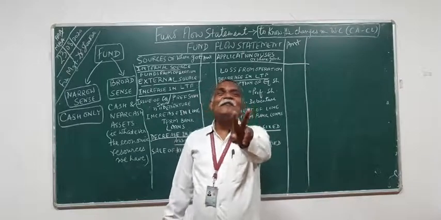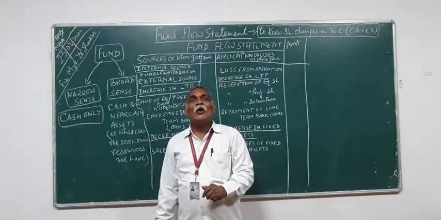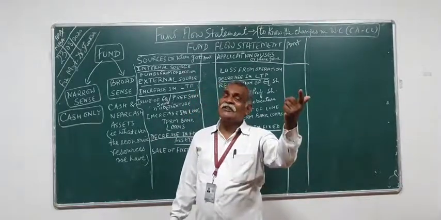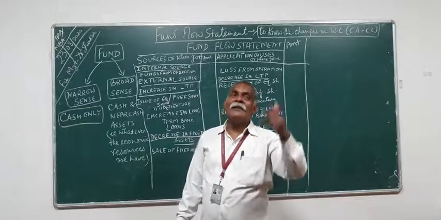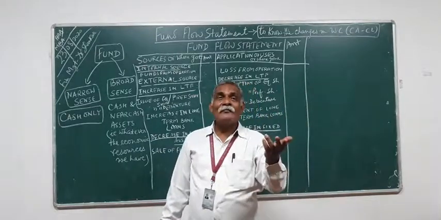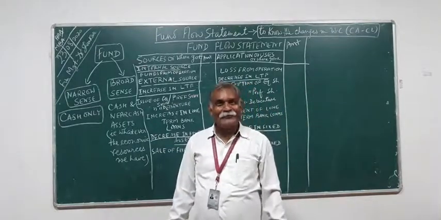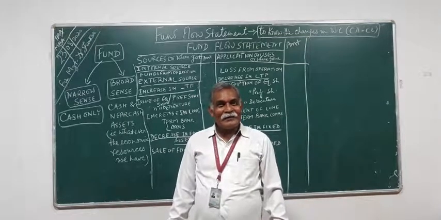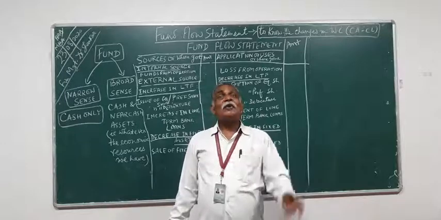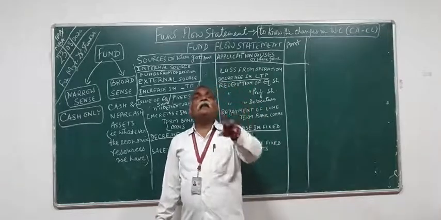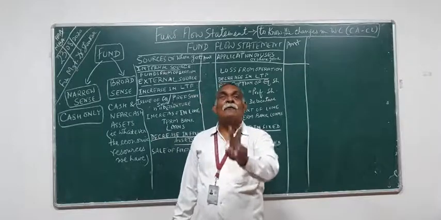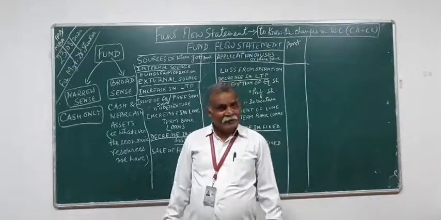So with the help of 2 years' balance sheet, what sort of information did you get? That is application of fund. How much application of fund? 5 rupees. For what reason? Purchase of fixed assets. Is that clear? So in this way we came to the conclusion that we will prepare the fund flow statement with the help of 2 years' balance sheet. Clear?